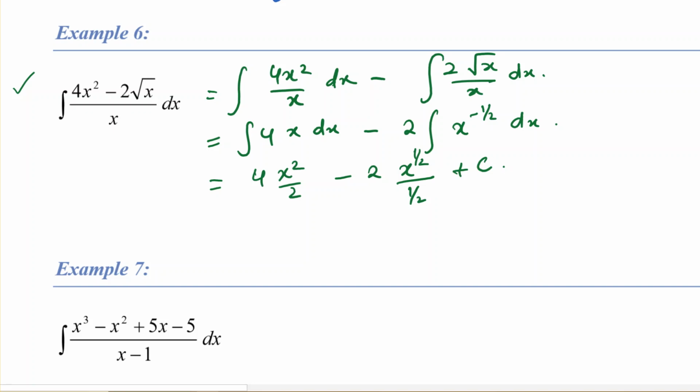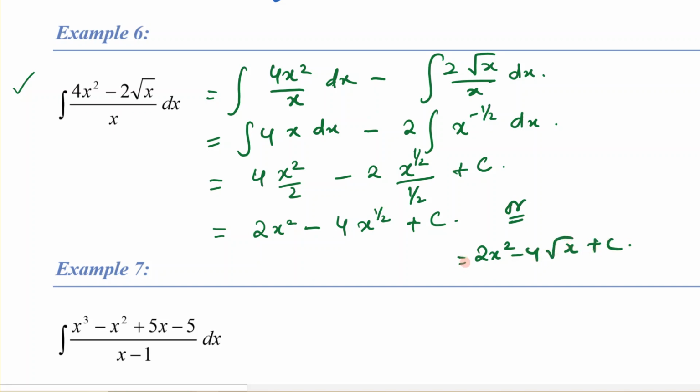And now we notice that this half is going to flip up and it's going to be 4. So we get 2x squared minus 4 square root of x plus c. So that is our integral of the given problem. So sometimes you can simplify by writing in terms of different fractions. You can split the fractional functions.